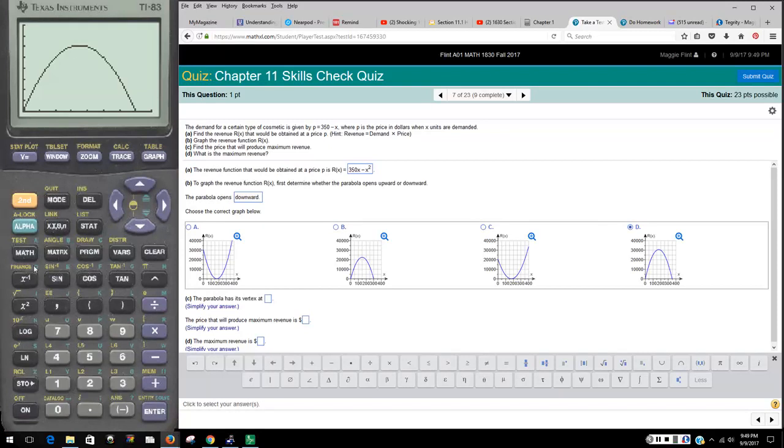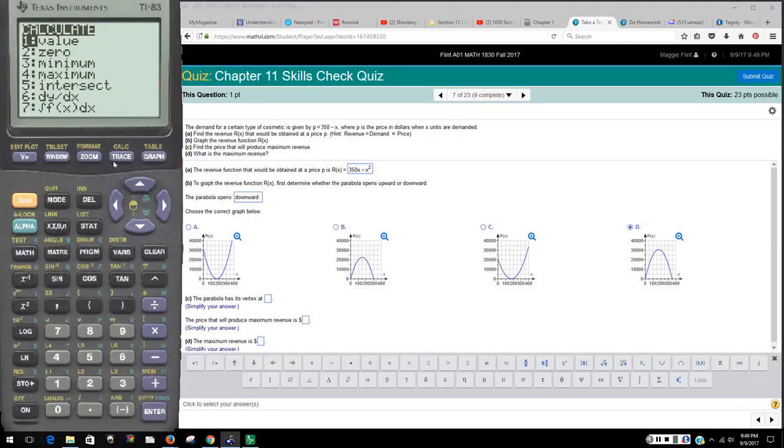So we're going to go second trace. If you don't remember doing this, you need to get back into remembering how to do this. Go down to number 4 and choose your maximum and hit enter. Then I want you to move the cursor to the left of where the maximum value is. That's called the vertex; it's either a maximum or a minimum. And the left bound tells you to get to the left of it. So we mark that. Notice there's like a little golf flag up there pointing to the right.